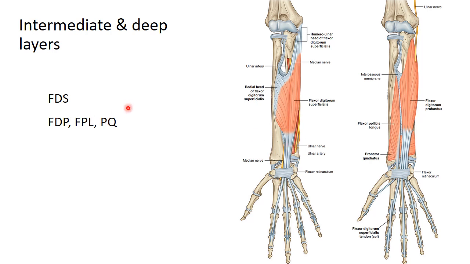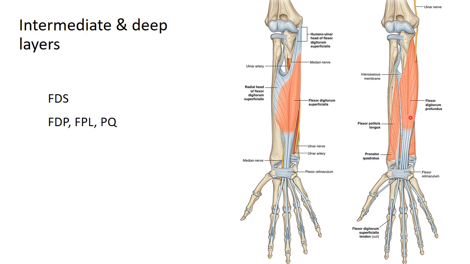In the deep layer, we have three muscles. The first one is the flexor digitorum profundus. It takes origin from the posterior aspect or medial aspect of the olecranon process, not from the medial epicondyle, and from the anterior aspect of the proximal ulna, and also from the medial half of the interosseous membrane. As we see here, this is the interosseous membrane. It lies deep to the flexor digitorum superficialis, which is why we call it profundus. Profunda, as we took in the arm with the profunda brachii artery, is the deep artery. So profundus means deep.